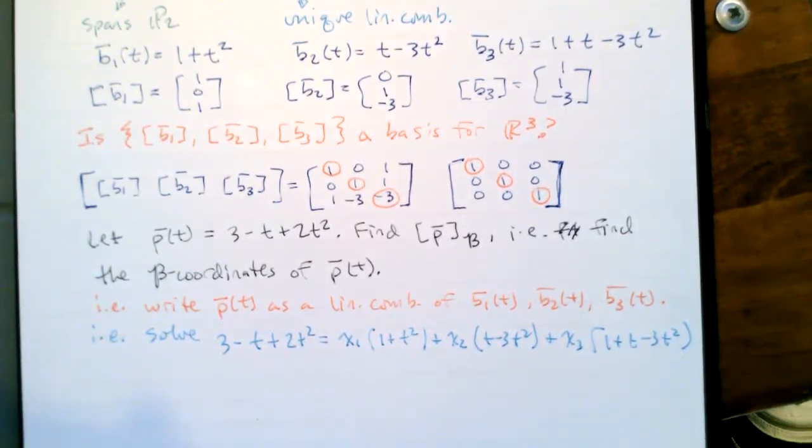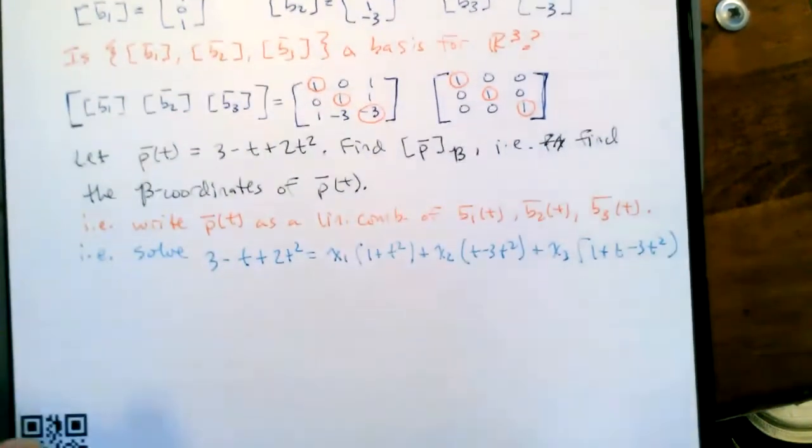Now we could multiply by x1, multiply by x2, multiply by x3, just use the distributive property, and then equate the coefficients and make a linear system. But we know what that linear system is going to look like. We're going to do this problem in coordinates.